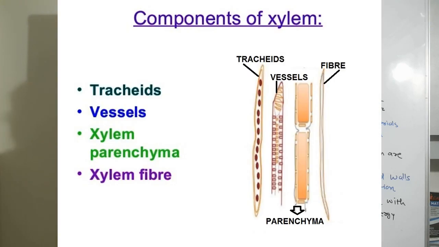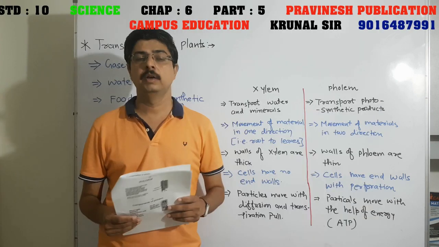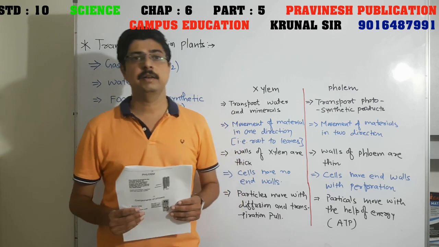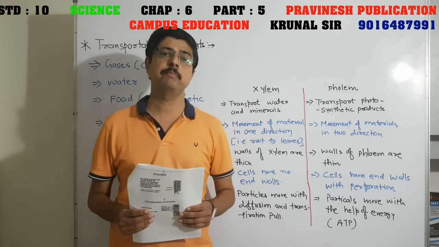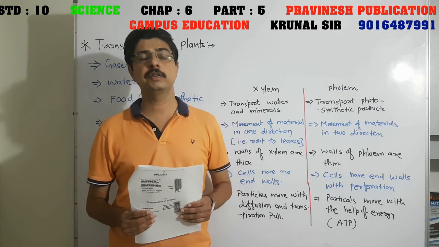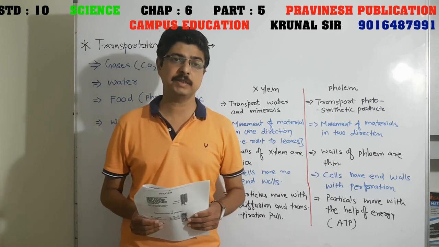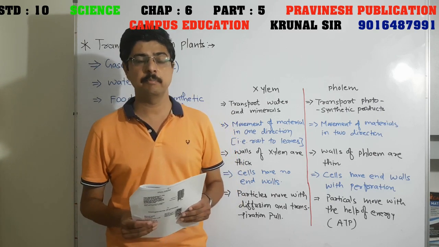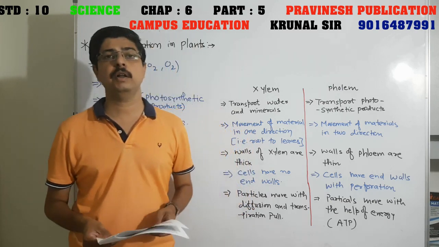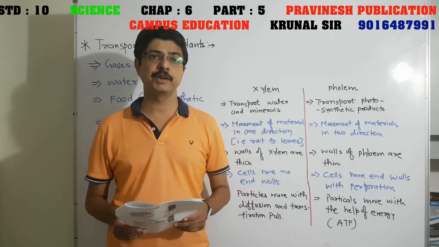Now on your screen, the components of xylem. Components of xylem are tracheids, vessel, xylem parenchyma and xylem fiber. You can see in the figure tracheids, vessel, parenchyma and fiber separately. Friends, we understood that whatever water is absorbed by the root is carried towards the upper part of the plant via xylem tissue. Xylem is a complex tissue. It is present in the vascular bundle. So, the movement of water and minerals is known as transpiration.